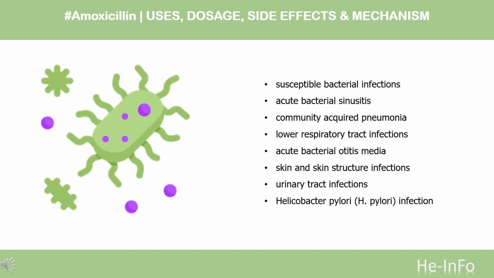What is amoxicillin used for? Amoxicillin alone is indicated to treat susceptible bacterial infections of the ear, nose, throat, genitourinary tract, skin structure, and lower respiratory tract. Amoxicillin is given with clavulanic acid to treat acute bacterial sinusitis, community-acquired pneumonia, lower respiratory tract infections, acute bacterial otitis media, skin and skin structure infections, and urinary tract infections.